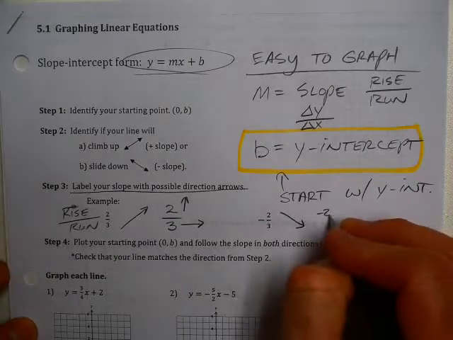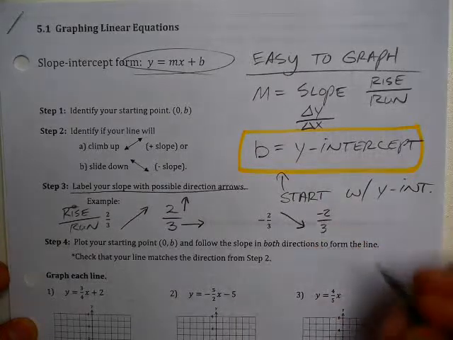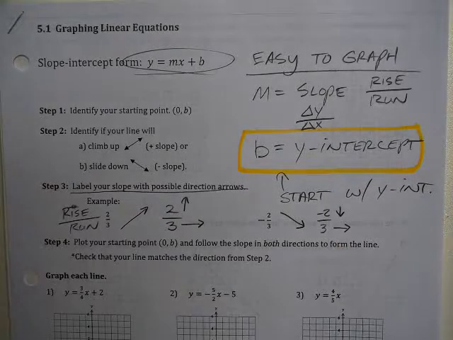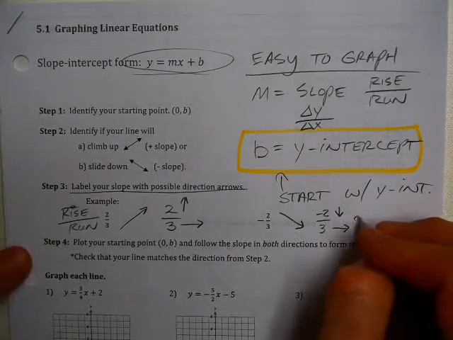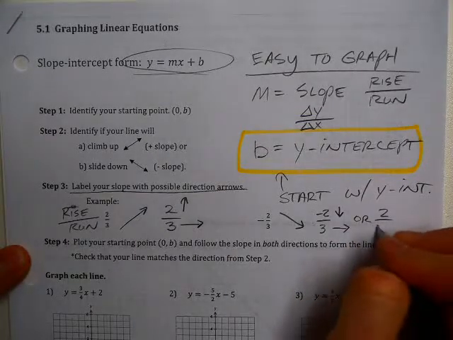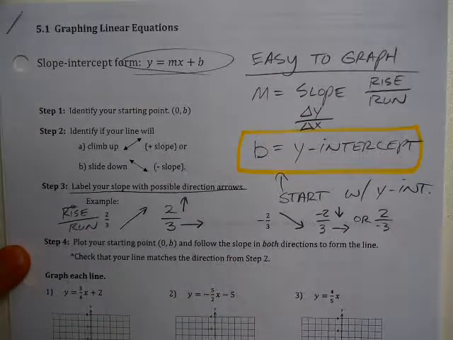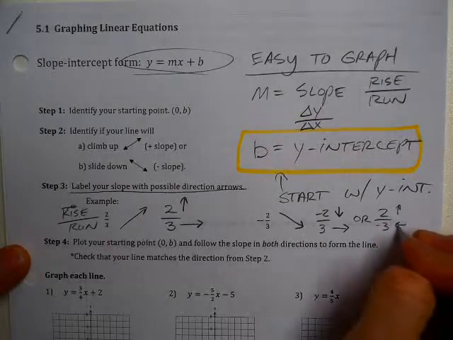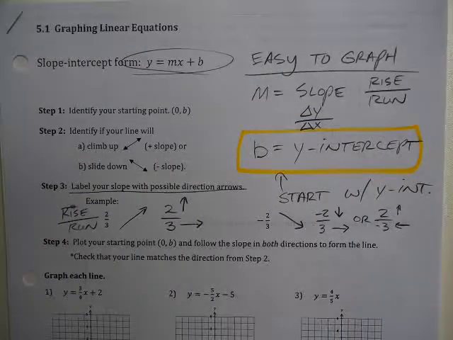So I could say this is negative 2 over 3, which would mean that I'm going down 2 and to the right 3. Or I could say 2 over negative 3. It's the same thing. It doesn't matter where you put the negative, it's the same thing. So this would be up 2 and back to the left 3. So we're going to get a lot of practice on slope.